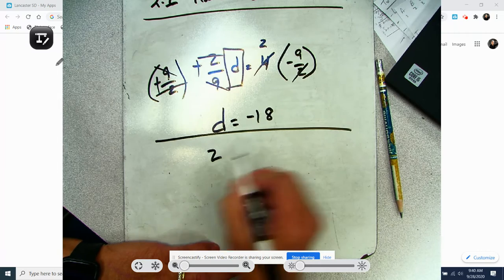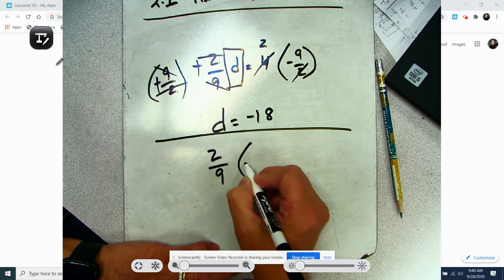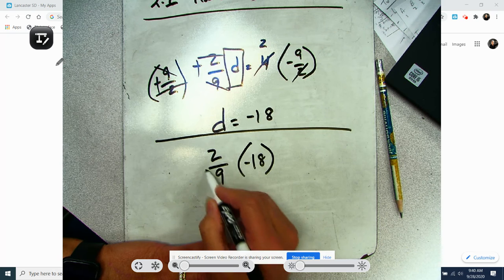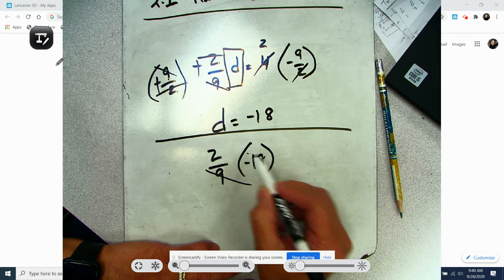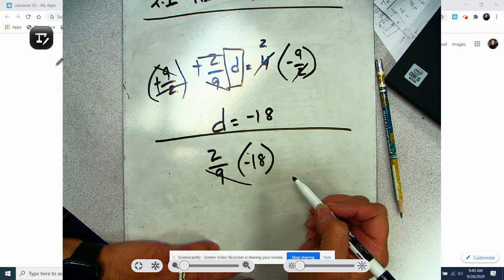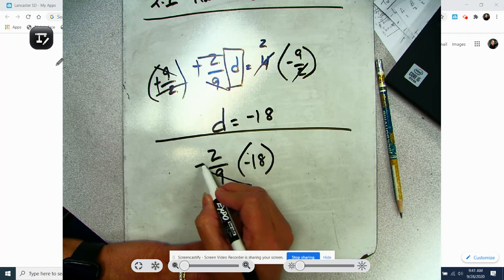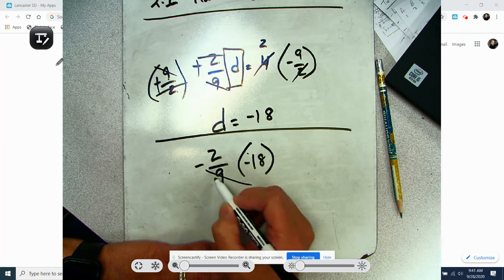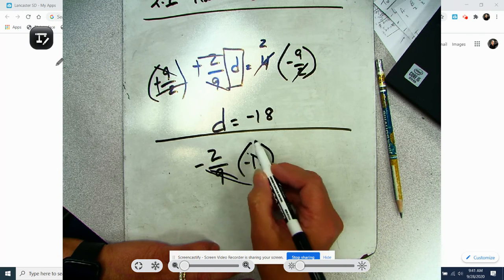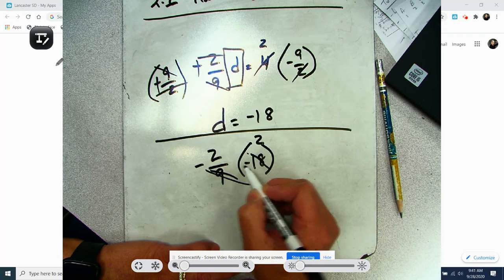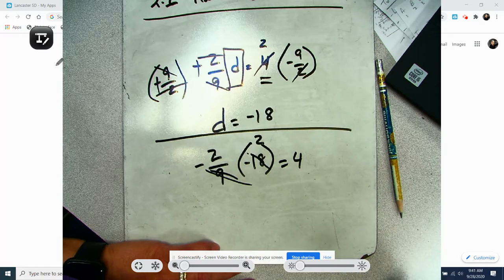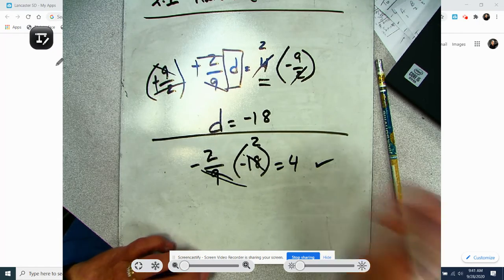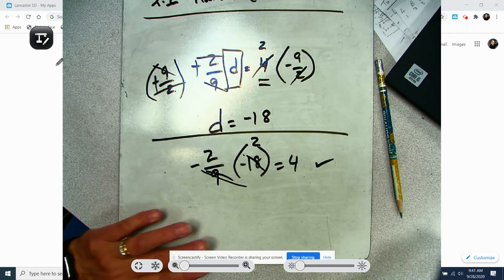So we'll check our work. 2 ninths times negative 18. 9 goes into, sorry, this was negative 2 ninths. 9 goes into 18 2 times, and we have our negative here, so negative 2 times negative 2 equals 4, and that's where we started. So our answer checks. We don't have to wonder if we got it right.